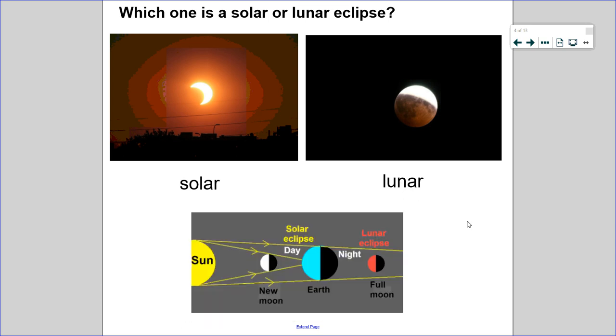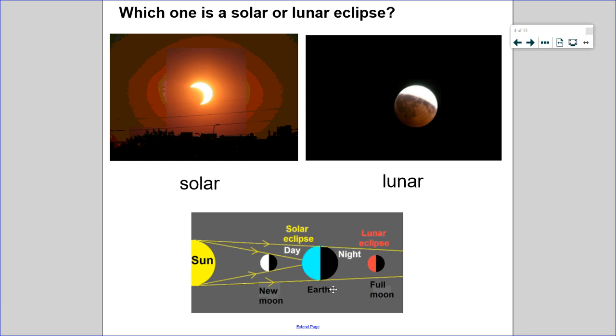This is what it would look like from the side. So here's a nice geometric view of what's happening. During a new moon, it's possible for the moon to get in the way of the sun and block its light from hitting a very small section on the Earth. And then during a full moon, what happens is the Earth's shadow is cast upon the full moon, and we don't see any of the light hitting that. So this begs the question, why don't we have eclipses every single month, right?